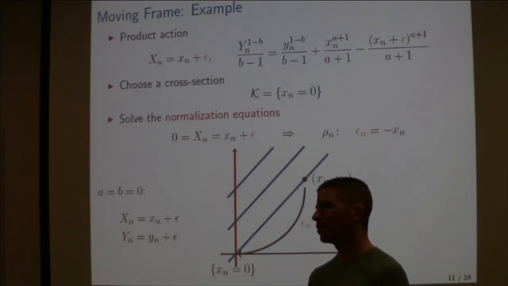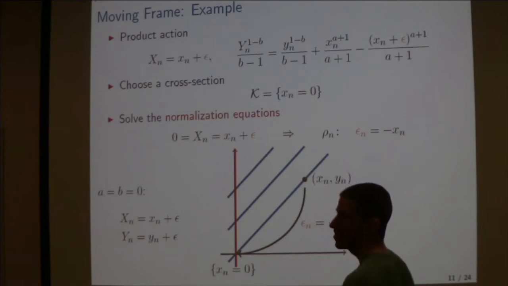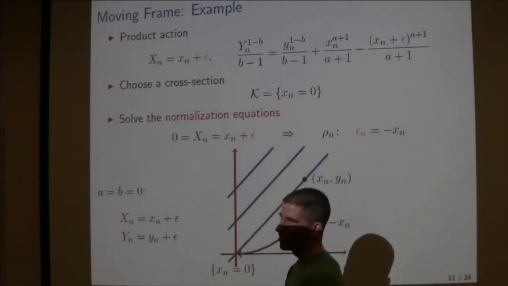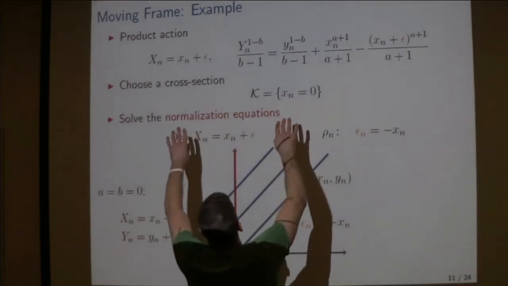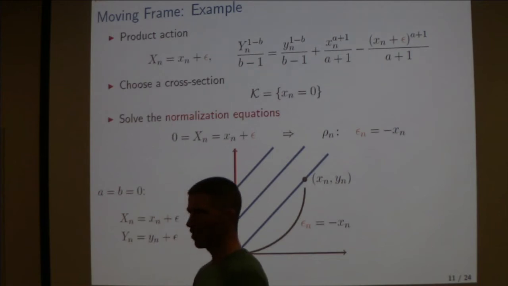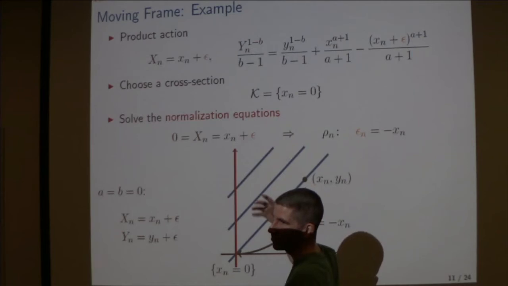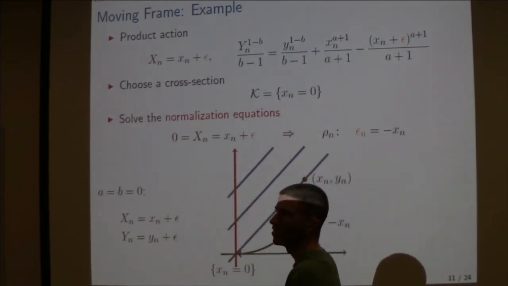So how do you test whether something is regular? In practice, to be honest, you don't test anything. You give yourself a group action, and then you look at the first two equations, and your goal is to solve for epsilon. That's it. Because to construct a moving frame, you need to be able to specify epsilon in terms of x and y. But that's for this translation group.